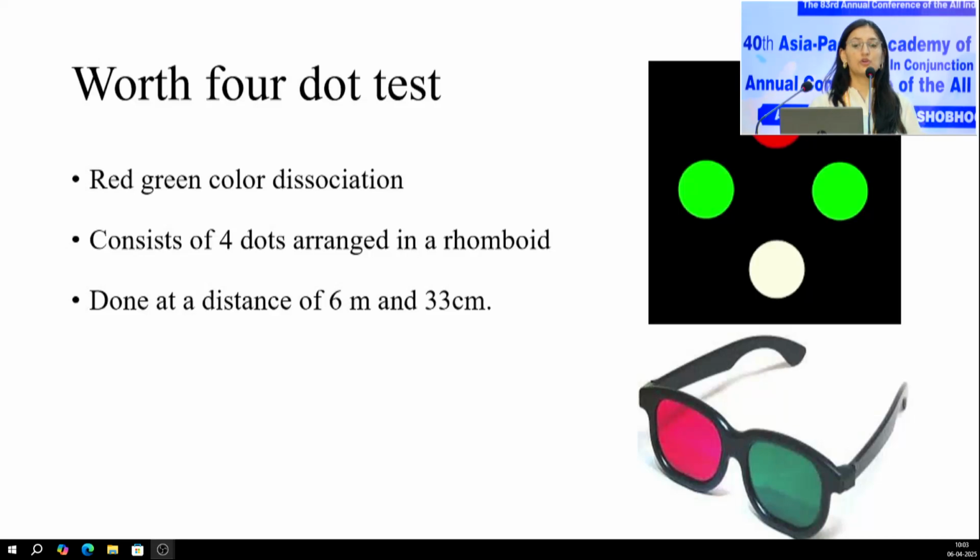Worth 4 dot is based on red-green color dissociation. We wear a red-green glass, red over right eye, and these 4 dots arranged in rhomboid pattern have to be seen.